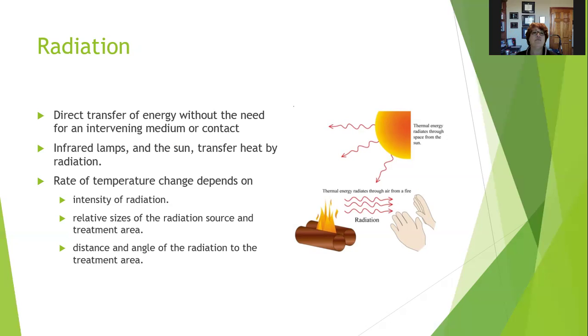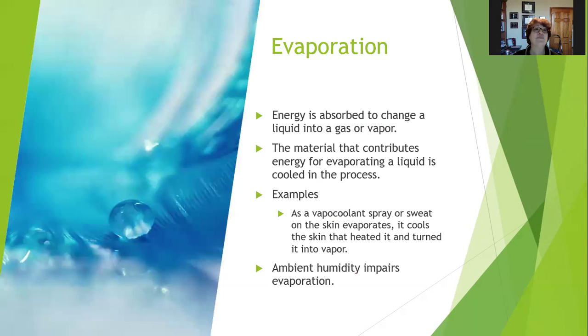So if you have a big bonfire, that's higher intensity radiation, you're going to get warm faster. Huge bonfire and you're just a small person, relative sizes of the radiation source and the treatment area, and the distance and the angle. So if you're really close and you're holding your hands out, you're going to feel it. If you're a little farther away, it's going to take longer. Makes sense, right?